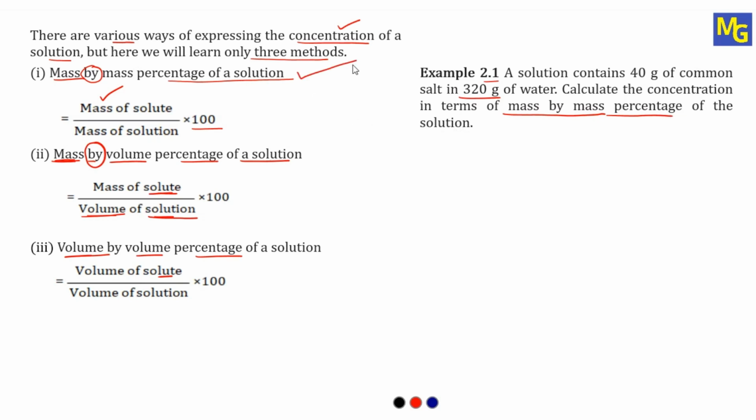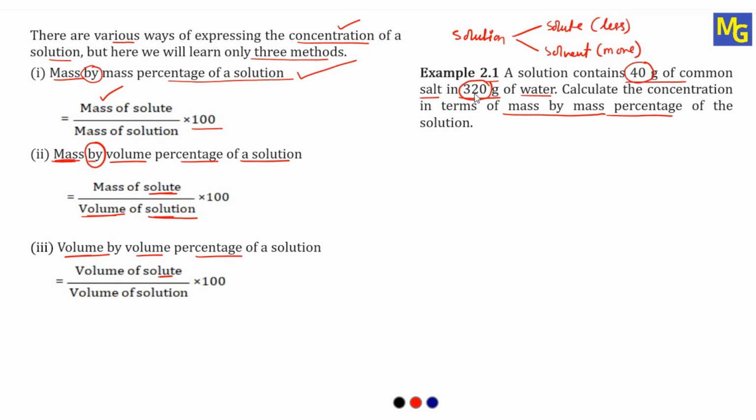So what is all given? We have 40 gram of salt and 320 gram of water. Which is in less amount? Salt is in less amount, and therefore salt is the solute, and water is in higher amount, so therefore water is solvent. Always remember, in any solution we have two components, one is solute and one is solvent, and always solute will be less and solvent will be more, and therefore here salt is solute, water is solvent.